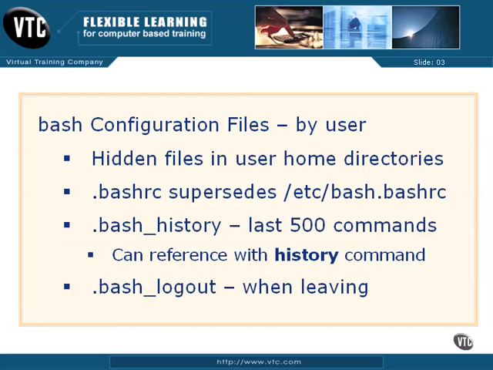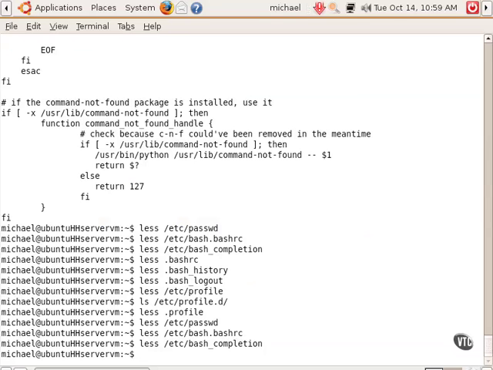There are user-specific bash configuration files located in each user's home directory, and these are hidden files. So, settings you may find in the .bashrc hidden file, that's with the dot in front, would supersede any general bash configuration you might find in the /etc/bash.bashrc configuration file.